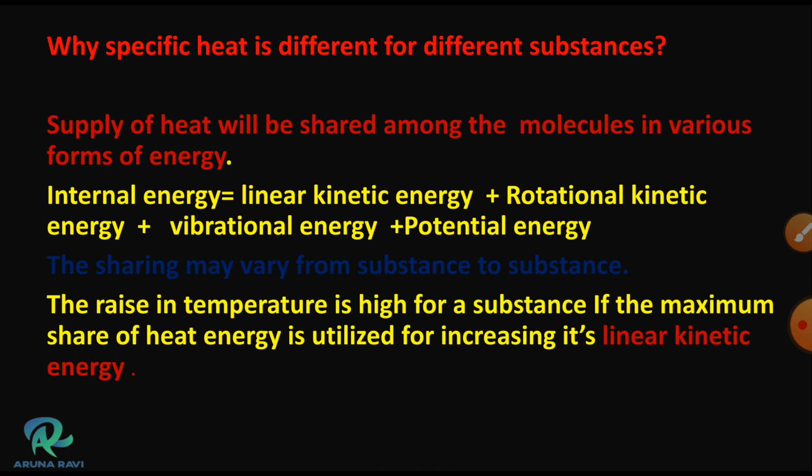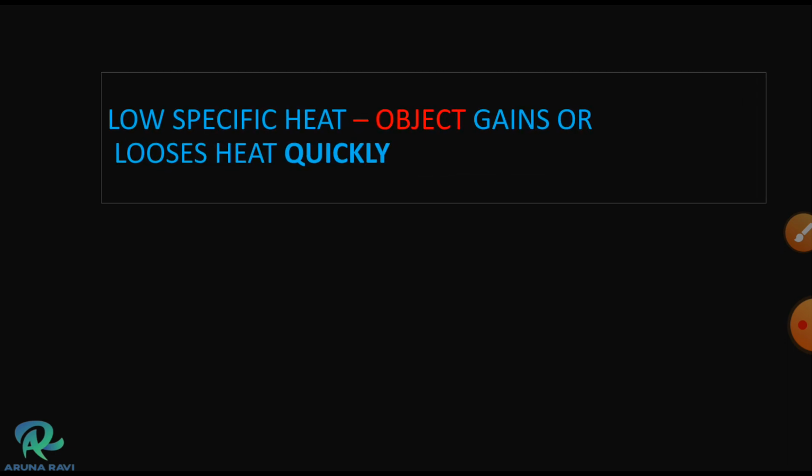Another important point, the sharing may vary from substance to substance. So the rise in temperature is high for the substance if the maximum share of heat energy is utilized for increasing its linear kinetic energy. Those substances will have low specific heat values. Let us discuss two important points. Based on these two important points only, we have to write all the applications of specific heat.